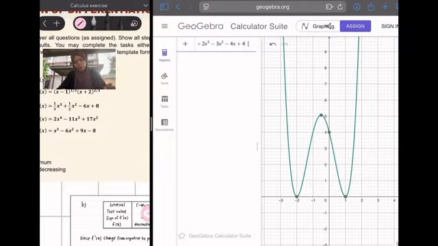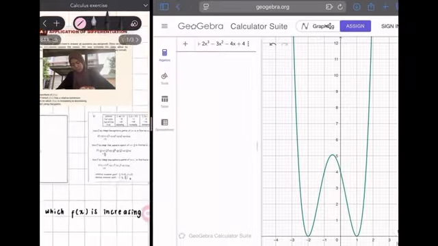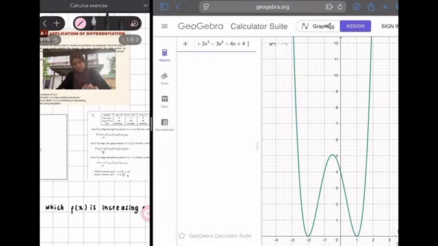So once you put your equation in the input section, the app will automatically draw your graph. Just like you can see, this is our graph. We get a W shape.